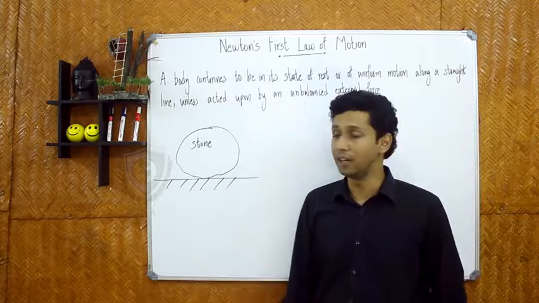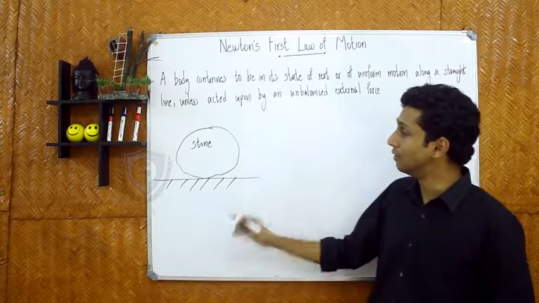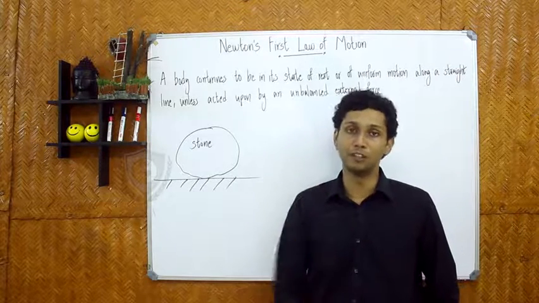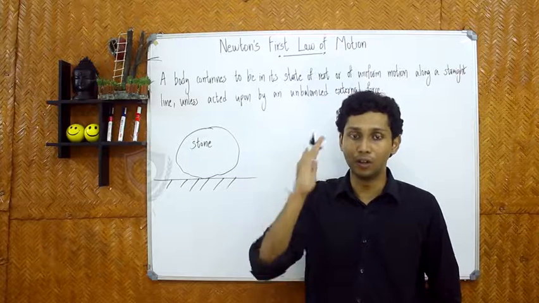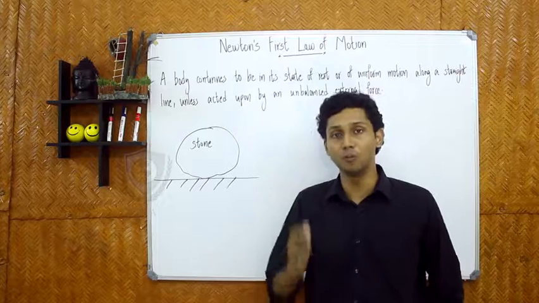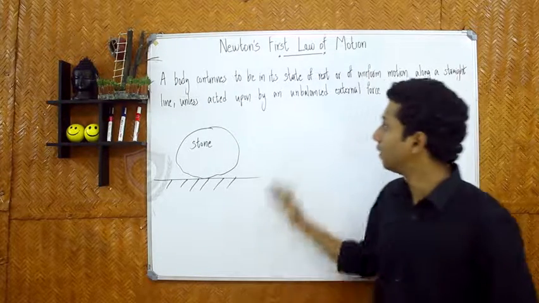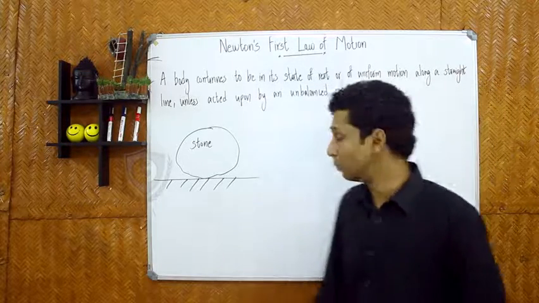All of us know that. So here this body continues to be in its state of rest unless an unbalanced external force acts on the stone. So that was the first part. Any body which is in the state of rest will continue to be in the state of rest, and it will change to the state of motion only if some external force acts on that body. Now the same logic we can apply for the second part also.